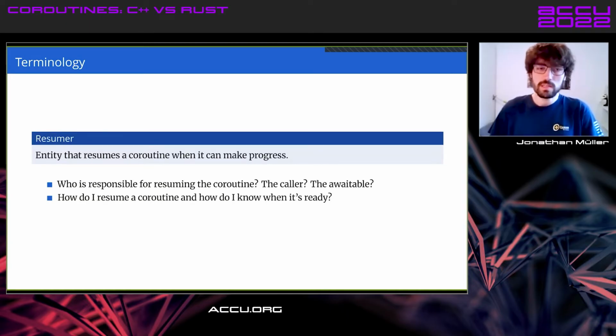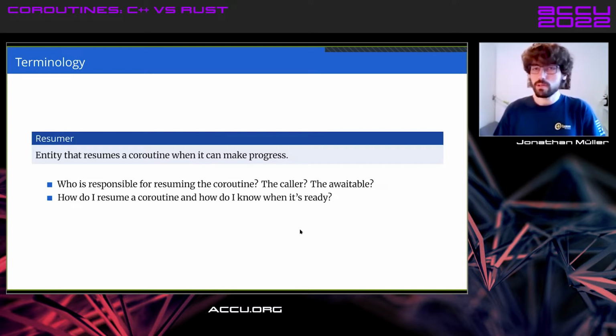The resumer is what I call the entity that actually resumes the coroutine when it can make progress. So when a coroutine awaits something, it is suspended and then it's later resumed. And who is responsible for resuming it? Is it the original caller of the coroutine? Is it the awaitable, which sort of resumes the coroutine itself, or so on?